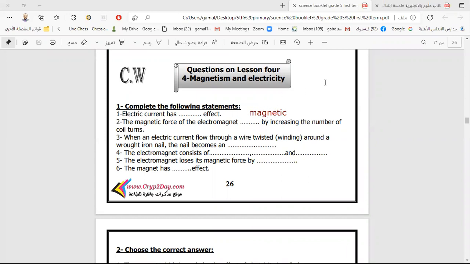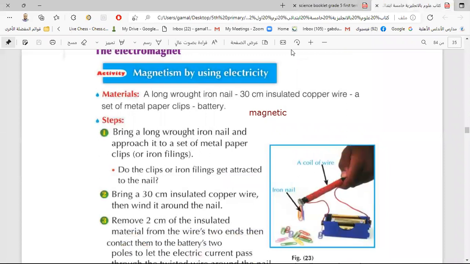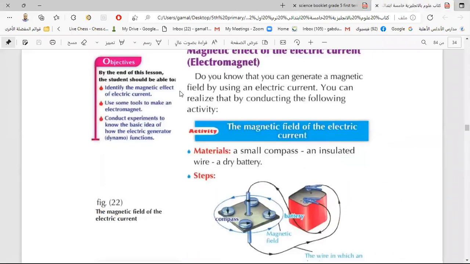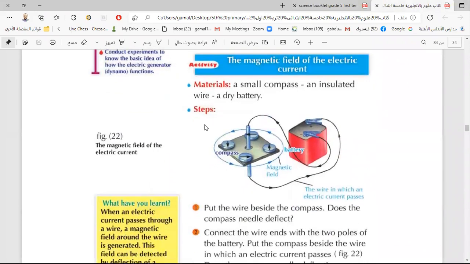The electric current has a magnetic effect, and you can remember the activity at the beginning of the lesson. This activity proves that the electric current has a magnetic effect. We can bring four compasses: one, two, three, and four. These compasses are put together in a card with an iron bar in the middle.